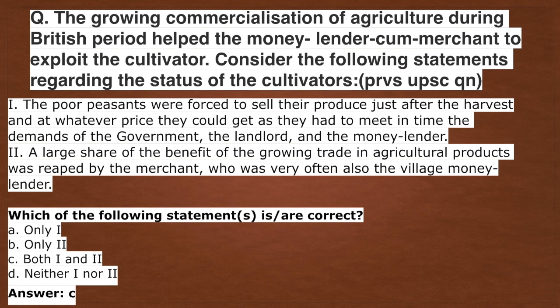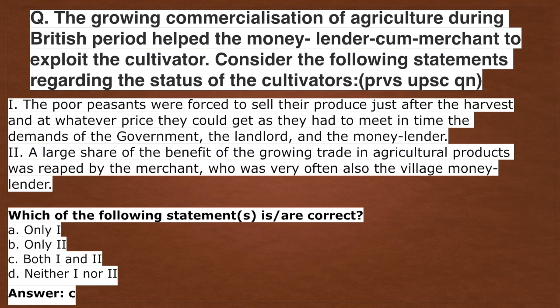Statement 2: a large share of the benefit of growing trade in agricultural products was reaped by the merchants, who was very often the village moneylender. Which of the following statements is or are correct? Option A, only 1. B, only 2. C, both 1 and 2. D, neither 1 nor 2. Our first statement is absolutely correct because the growing commercialization helped the moneylender-cum-merchants to exploit the cultivators.